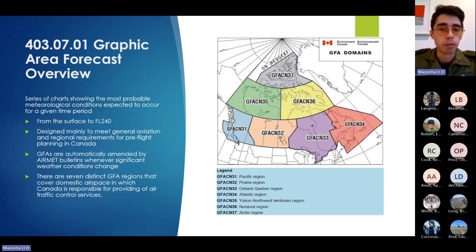Some key things to note about GFAs: they are from surface level to 24,000 feet ASL, and they're designed mainly to meet general aviation and regional requirements for pre-flight planning. So big thing with that is, as a pilot, it's not only important to know how to read a GFA, but to interpret what they're saying and how that's going to affect your flight and your operation.